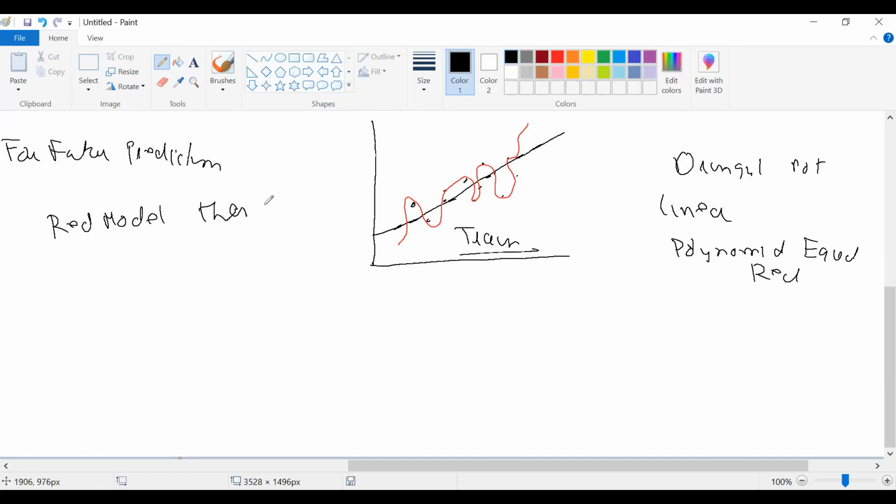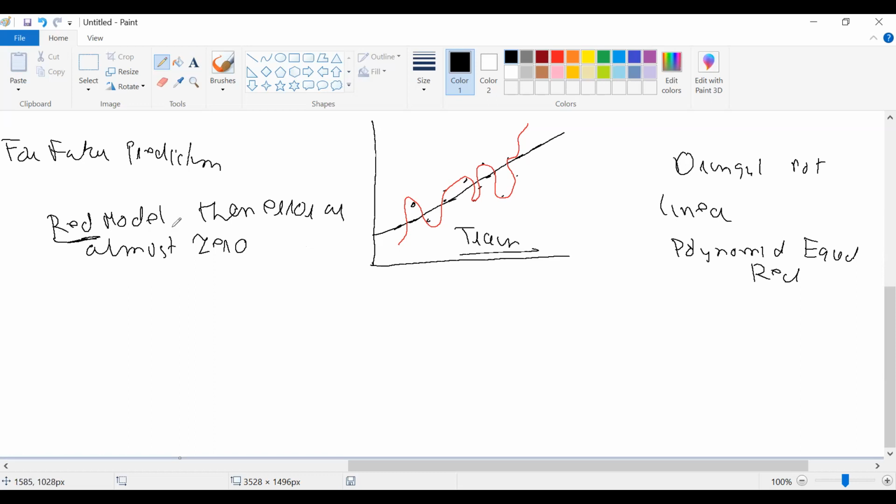then errors are almost zero. Errors zero होंगे, right? Because the line is passing through each and every point. And if line is passing through each and every point, then actual and predicted values would be same.